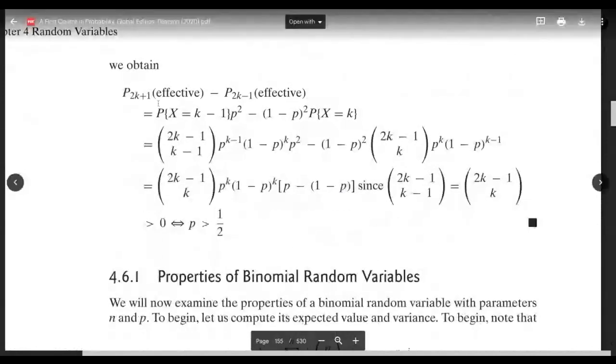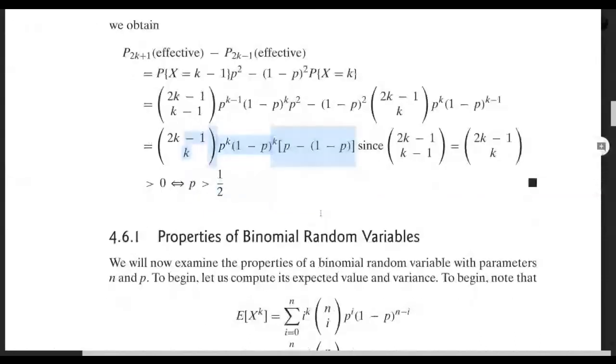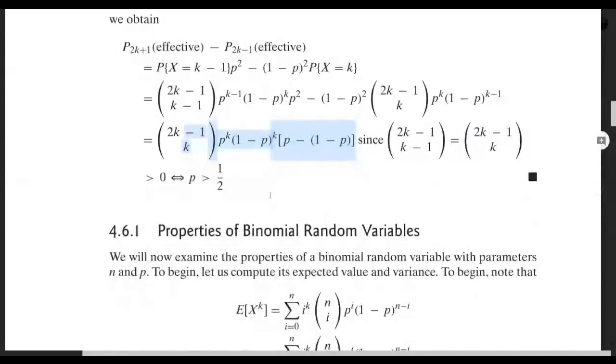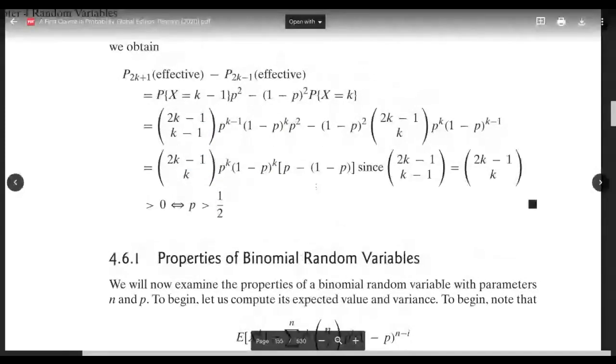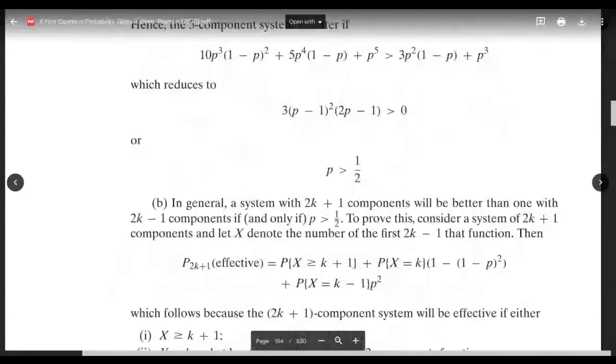Then we subtract those two. In the end, what do we get? Okay. Anyway, in the end, it is also p greater than half. All right. The first part is good.